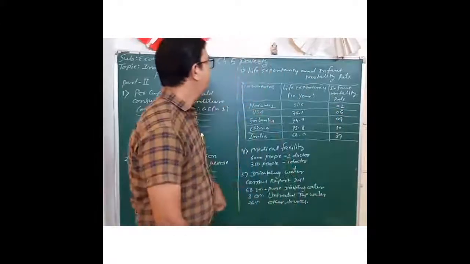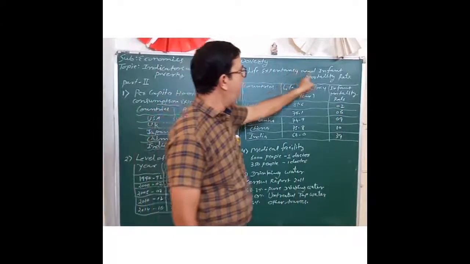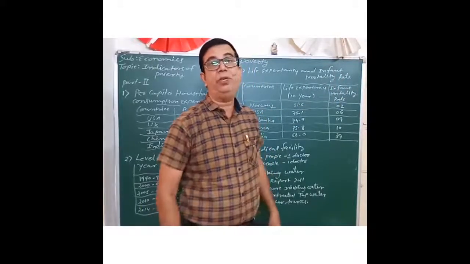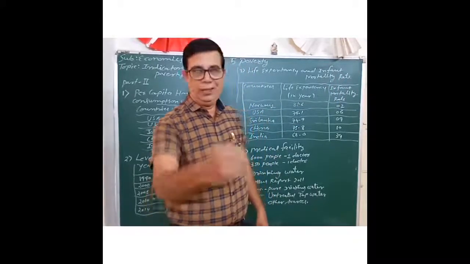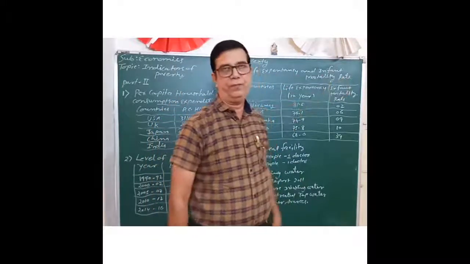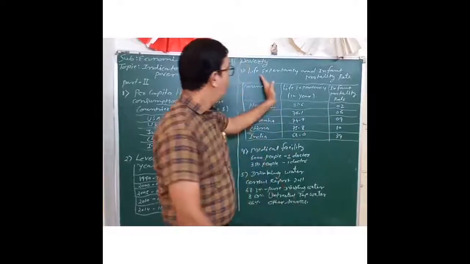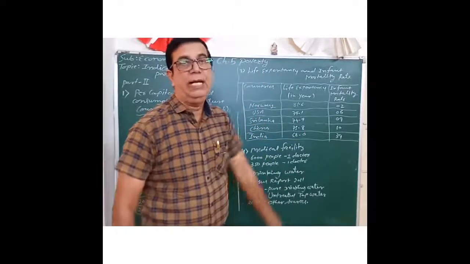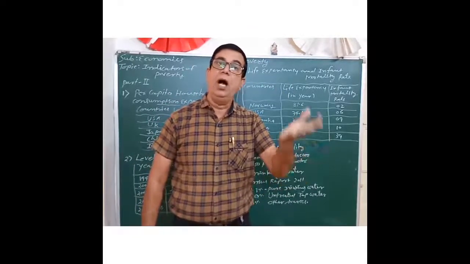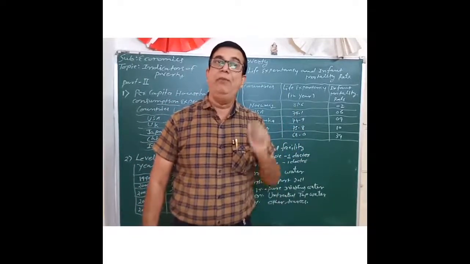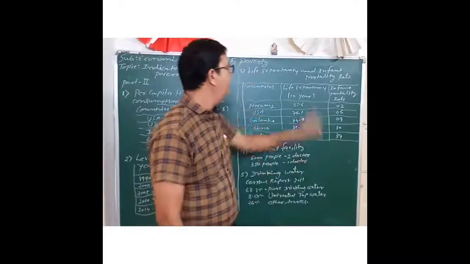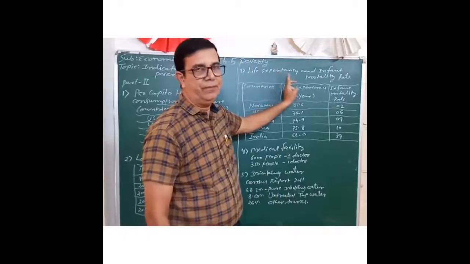Now the third, life expectancy and infant mortality rate. This is the third indicator of poverty. In the earlier chapter we already explained life expectancy and infant mortality rate. What is life expectancy? At the time of birth, how many years the child will live? That kind of expectation is known as life expectancy.